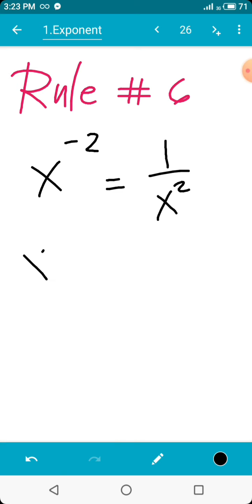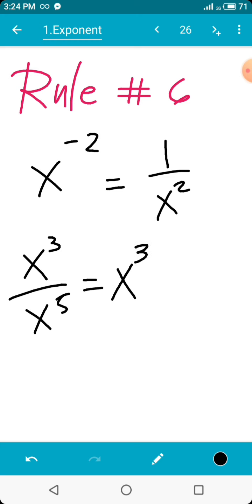So, kung maaalala nyo, di ba, pag nag-divide tayo ng merong exponent, let's say x cubed divided by x raised to 5. Di ba, ang nangyayari lang, or yung rule natin sa ganito, ima-minus natin yung exponent. So, it will become x raised to 3 minus 5, and this is x raised to negative 2. Tama ba? Kasi, di ba, mas mataas tong negative 5.